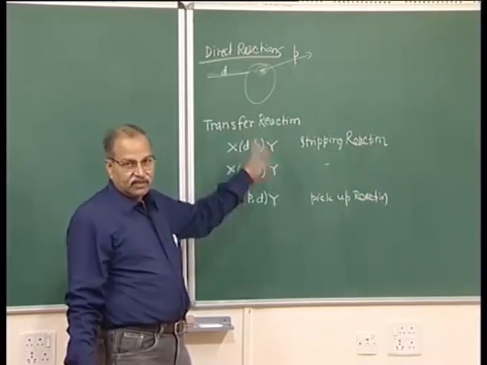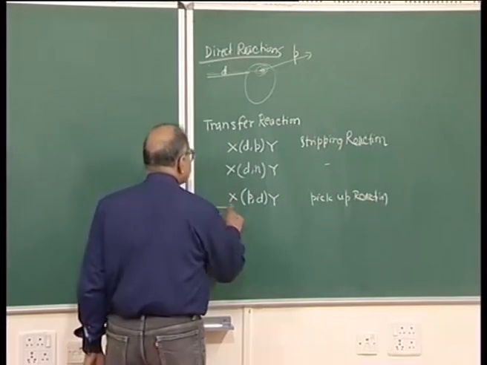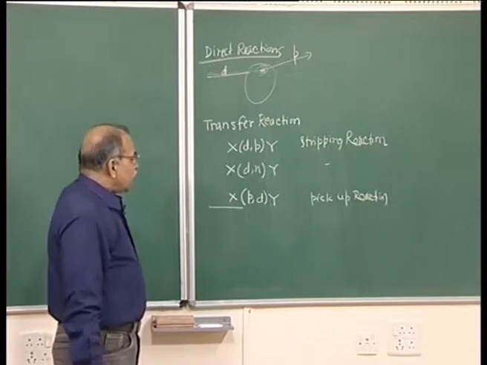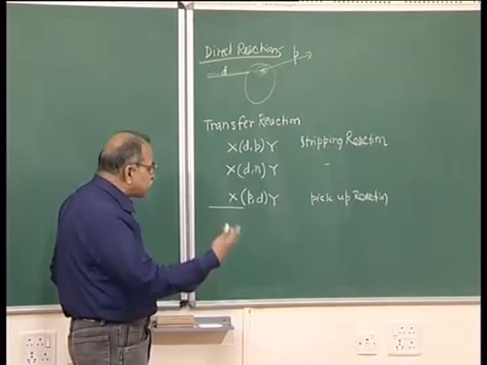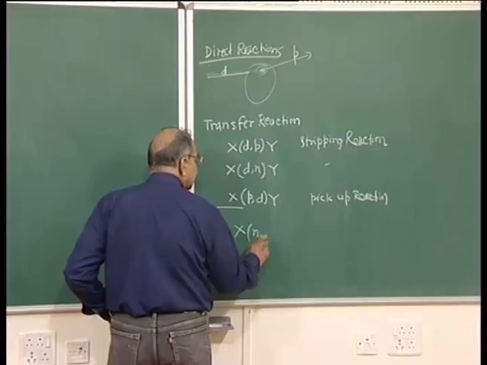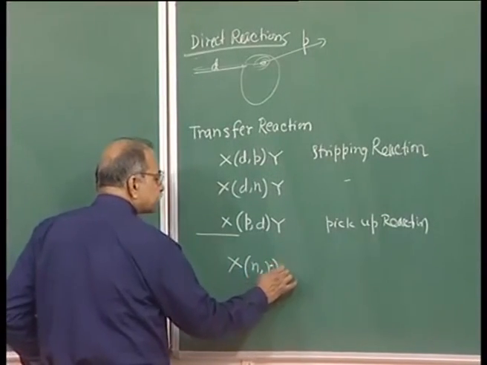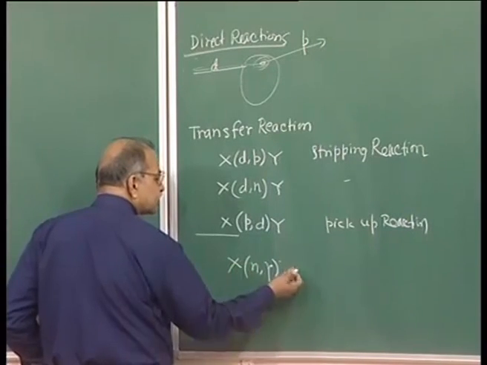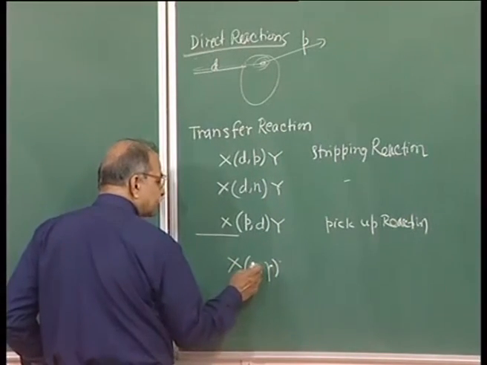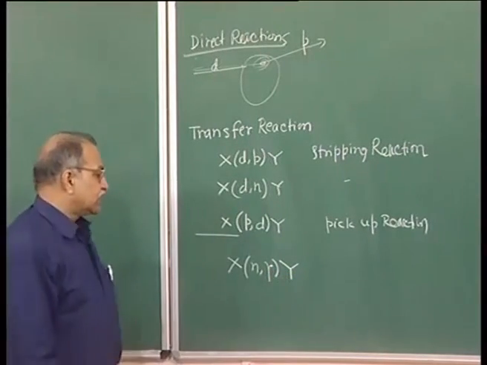Similarly, you can have many more transfer reactions, right. Then you can also have capture reactions, where a particle comes here and gets absorbed, and a gamma particle is emitted. So, it is the same nucleus with, of course, one nucleon number more. So, this is a capture reaction.